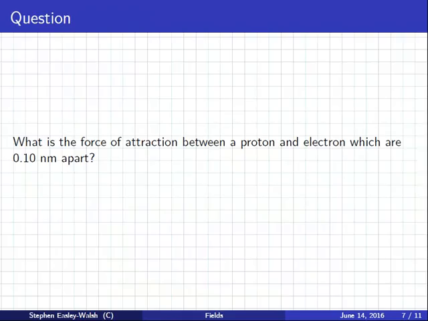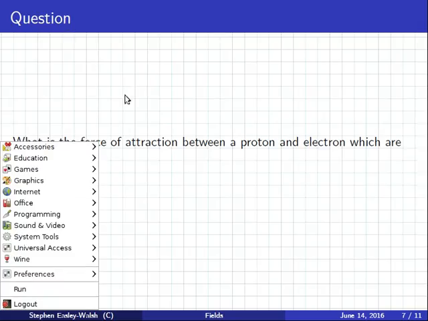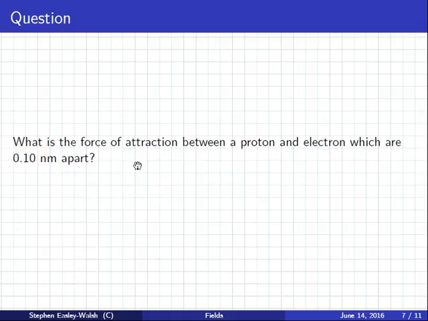What is the force between a proton and an electron when they're 0.1 nanometers apart? I think using Coulomb's formula you should be able to calculate this. Your calculator has the charge built in, and you don't need to know the mass, just the charge, which is constant number 23. What is the R? The R is 0.1 nanometers.